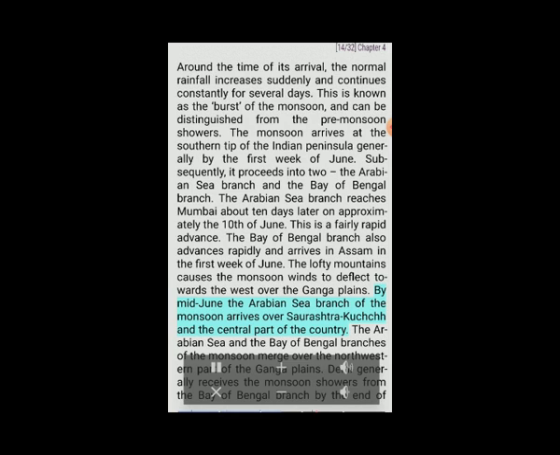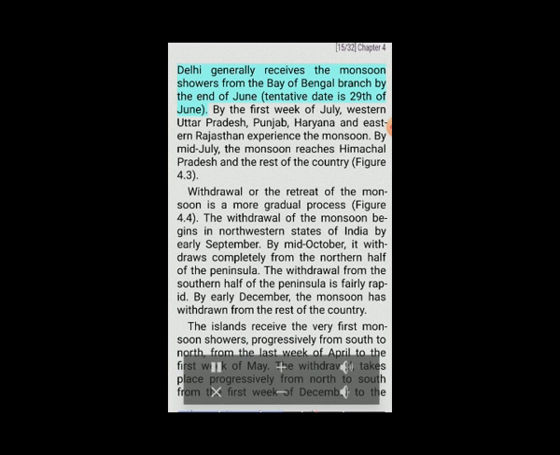By mid-June, the Arabian Sea branch of the monsoon arrives over Saurashtra-Kutch and the central part of the country. The Arabian Sea and the Bay of Bengal branches of the monsoon merge over the northwestern part of the Ganga plains. Delhi generally receives the monsoon showers from the Bay of Bengal branch by the end of June, tentative date is 29th of June. By the first week of July, western Uttar Pradesh, Punjab, Haryana and eastern Rajasthan experience the monsoon. By mid-July, the monsoon reaches Himachal Pradesh and the rest of the country.